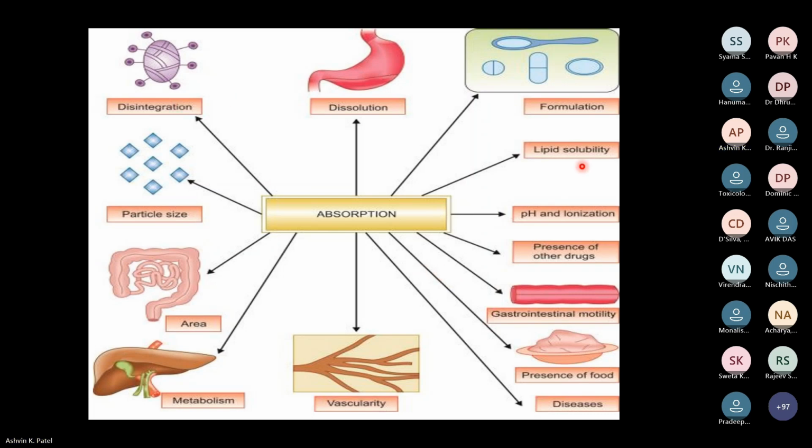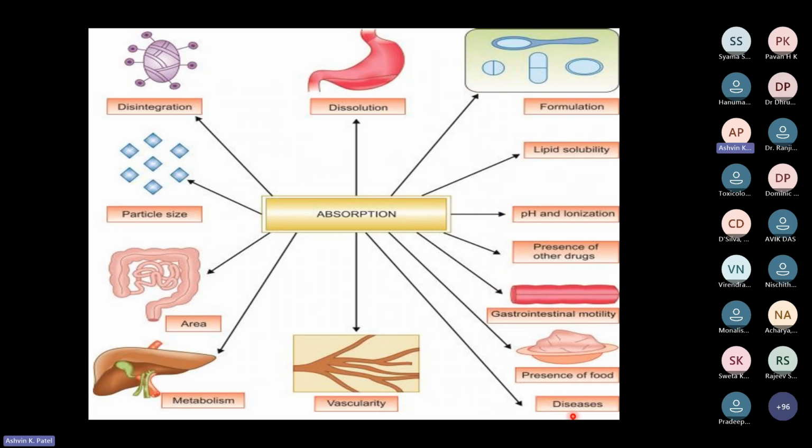Lipid solubility: more soluble, more permeable. The pH and ionization, presence of other drugs by transporter inhibition mechanisms, and gastrointestinal motility: with more motility, the food particles move faster through peristaltic movement. Then food decreases the absorption of the toxicants.